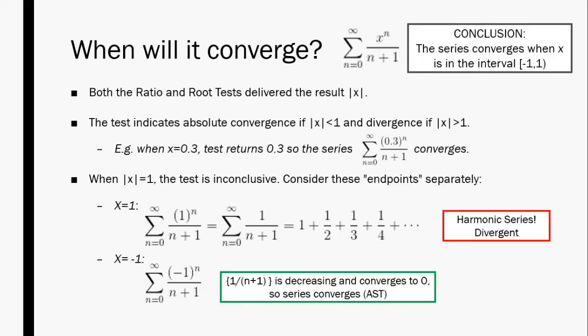So to conclude, what values of x make this series converge? If I replace x with any number from closed bracket negative 1, so including negative 1, and everything up until I get to, but not including, positive 1, then that series will converge.